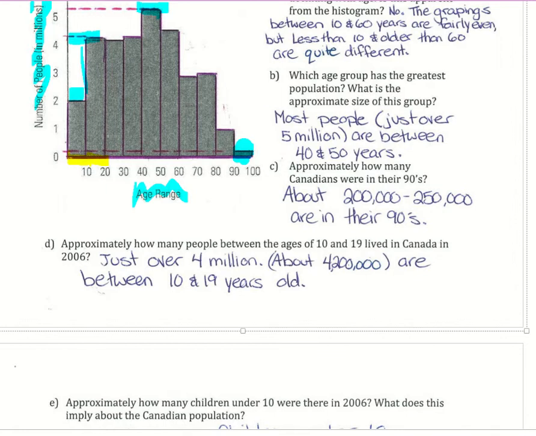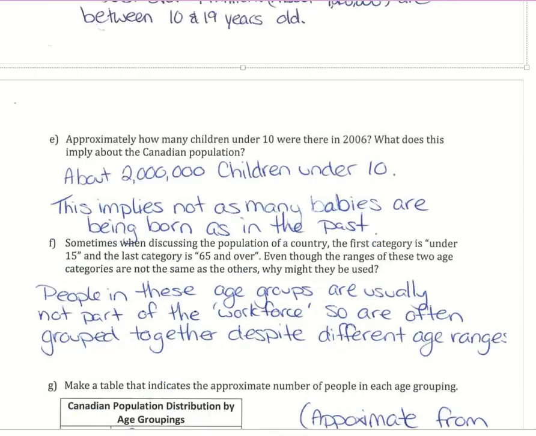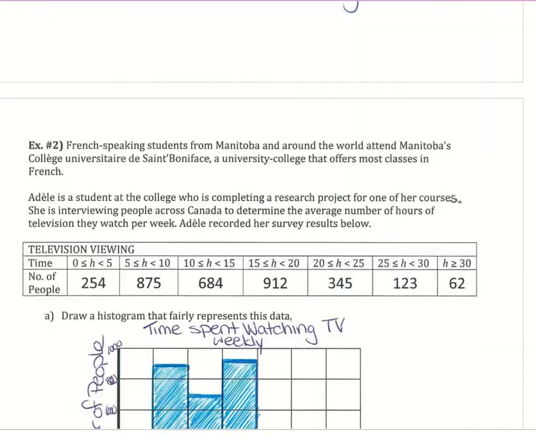Like even in the 90s, it says about 200,000. So over 100, maybe 10,000, and that wasn't enough people. That would be negligible to show on there. But that's part of doing a graph too, and showing that.